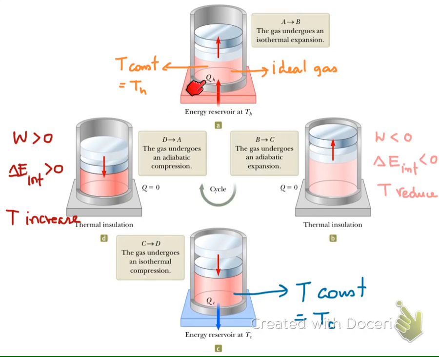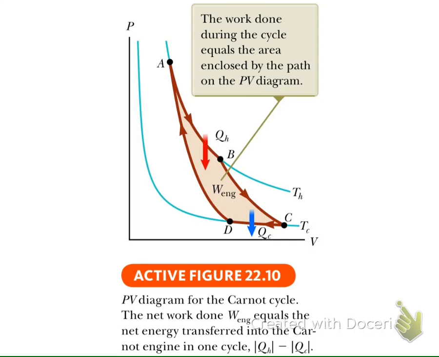we start the cycle again by putting the hot reservoir in thermal contact with the system and letting the heat enter the system again and repeat the cycle. So this is the cycle for the Carnot engine. We can also write down the Carnot cycle in the PV diagram. Here, this blue line is the isotherm.